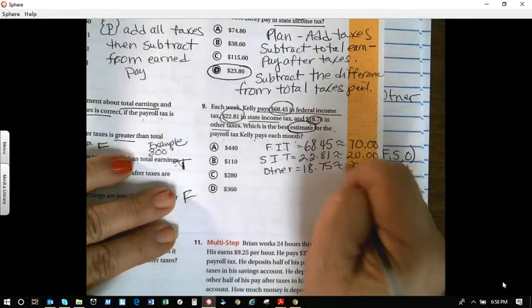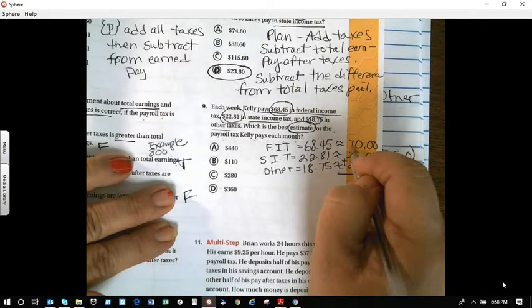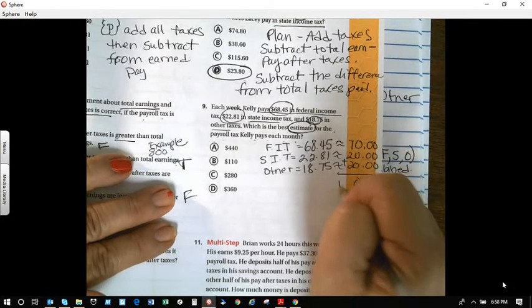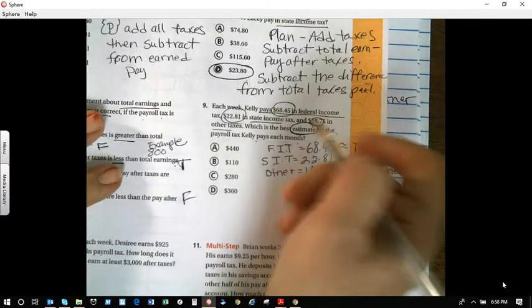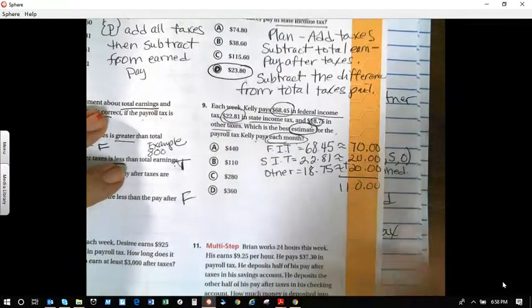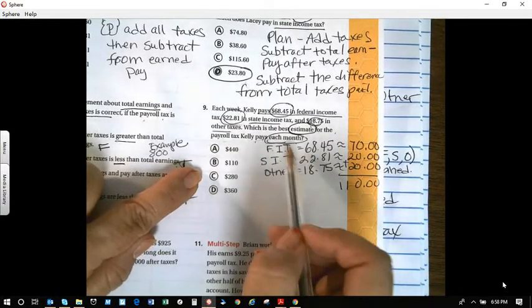Now I'm going to add these up. 7, 8, 9, 10, 11. So that's $111. It said for the month. How many weeks are in a month? So you see this right here and you're like, oh, it's B. That's not right because that's for 1 week.